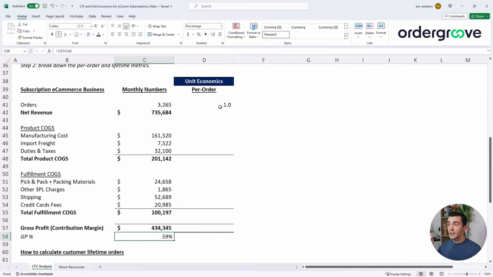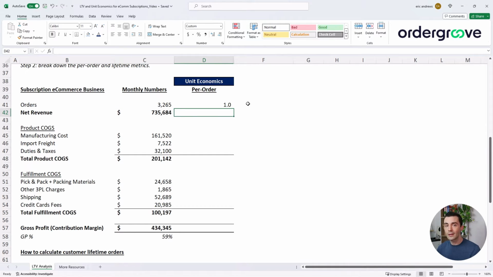So first, let's break down our per order unit economics. This is how you do it. Instead of looking at 3,265 orders, we're going to look at one single order. For the one order view, you need to take your revenue and divide it by the total orders. Looking at it this way, you can see that we make $225 of revenue per single order.